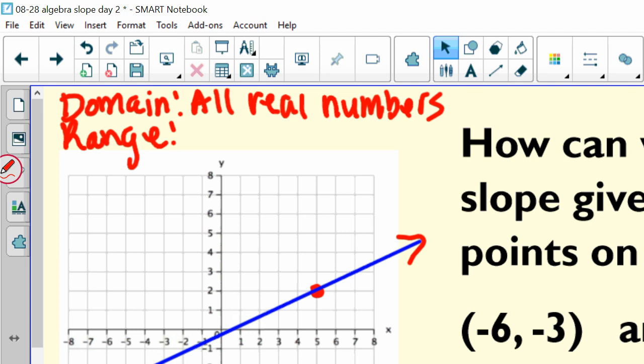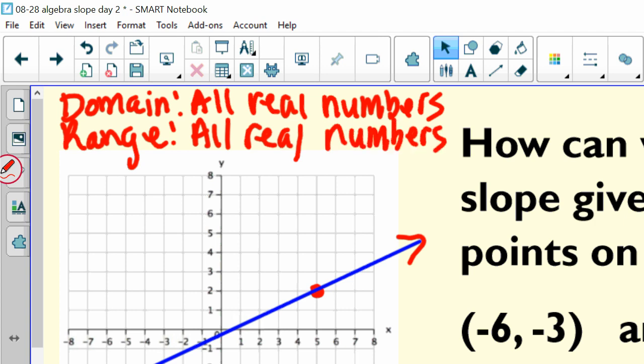My range for this linear function is what? All real numbers. So any linear function that has arrows on both sides that continues on, any equation that they just give you that you graph, it will always be true that it's all real numbers for both. Domain is all real numbers, and range is all real numbers. So if I just give you an equation to graph, then it's all real numbers.